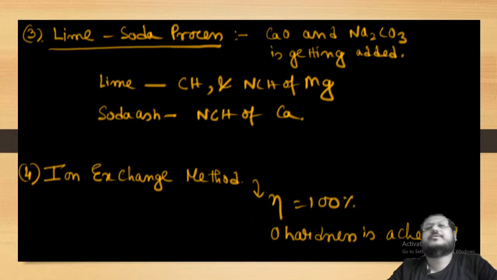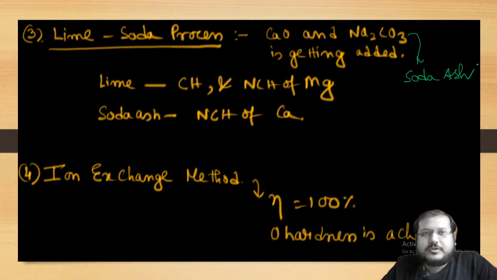That's why we are going for the lime soda process. Lime and Na2CO3, that is soda ash. So lime will remove the carbonate hardness and non-carbonate hardness of magnesium, what we have already seen, and soda ash will remove the non-carbonate hardness of calcium, which is actually remaining in the system. Fourth one is the ion exchange method. I have told you previously also, zero hardness is achieved, efficiency is 100%.